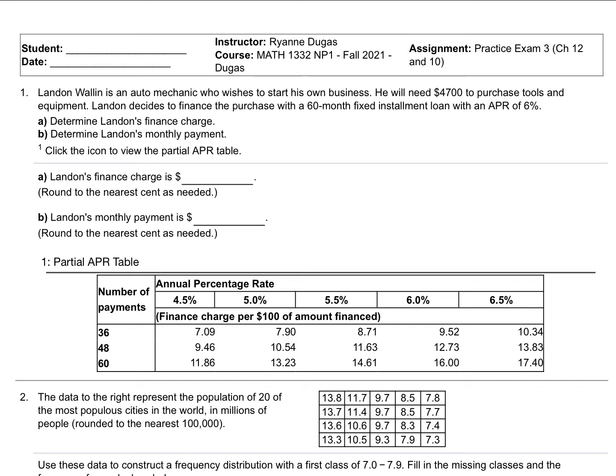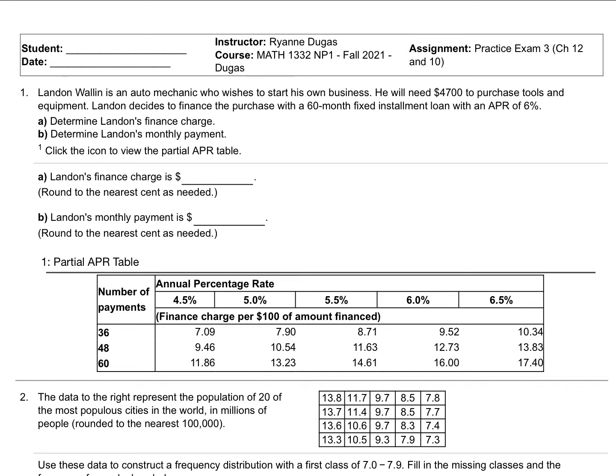Landon Wallen is an auto mechanic who wishes to start his own business. He will need $4,700 to purchase tools and equipment. Landon decides to finance the purchase with a 60-month fixed installment loan with an APR of 6%. Part A is determine Landon's finance charge, and Part B is determine Landon's monthly payment.